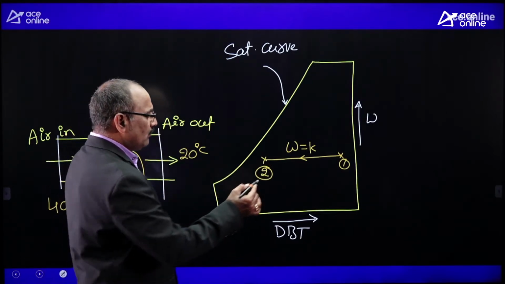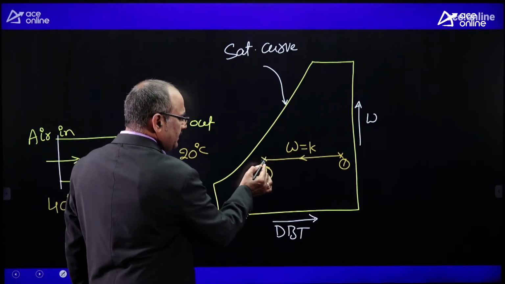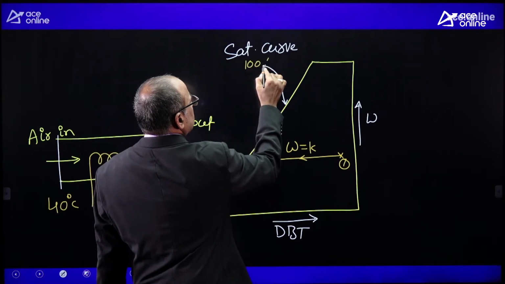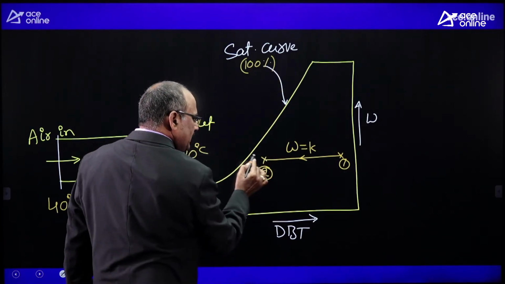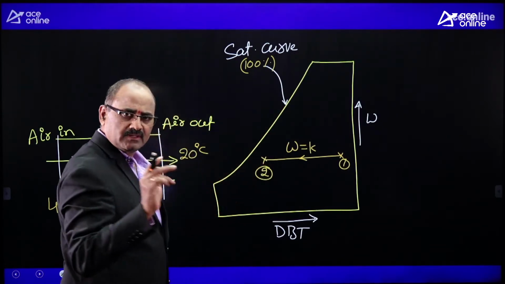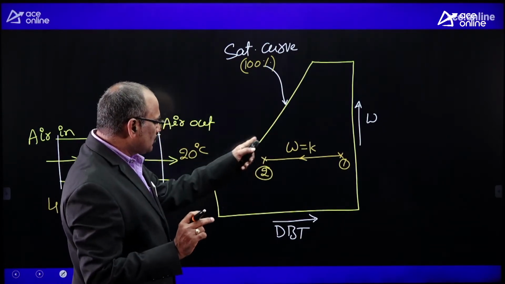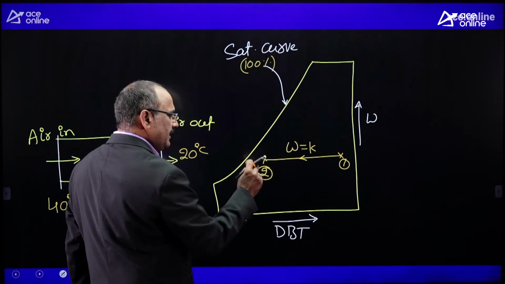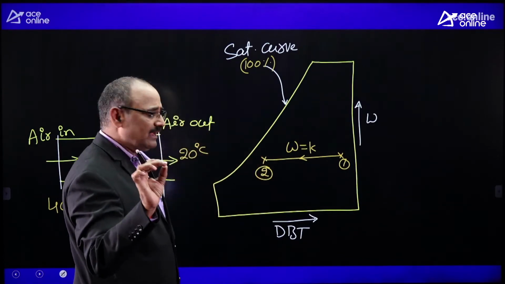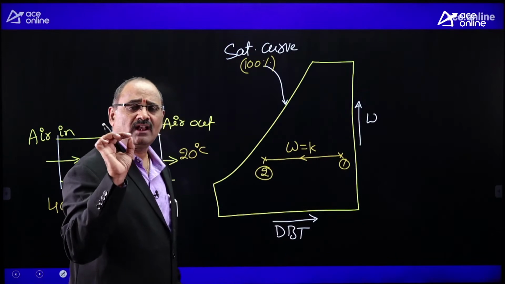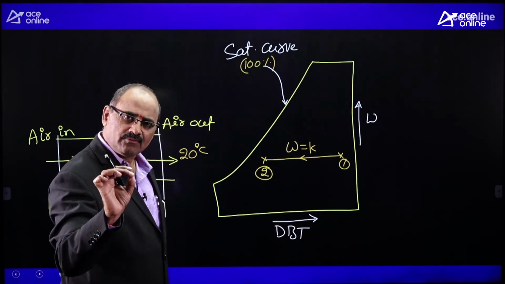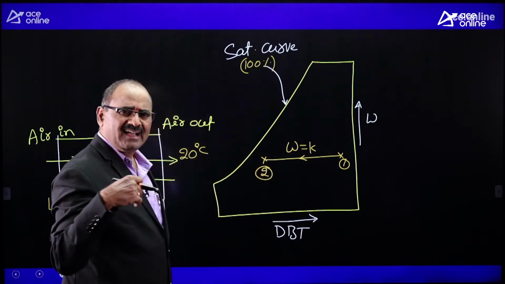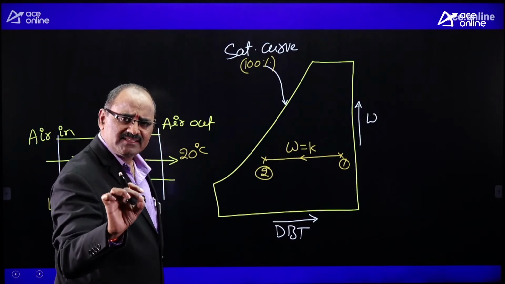Okay. Now, what about the relative humidity? Look at the state 2. Since the relative humidity along the saturation curve is 100%, state 2 is very close to saturation curve. Therefore, the relative humidity maintained by the air at state 2 is definitely high compared to the state 1 relative humidity. From that, you can conclude that because of the sensible cooling mechanism, relative humidity increases.